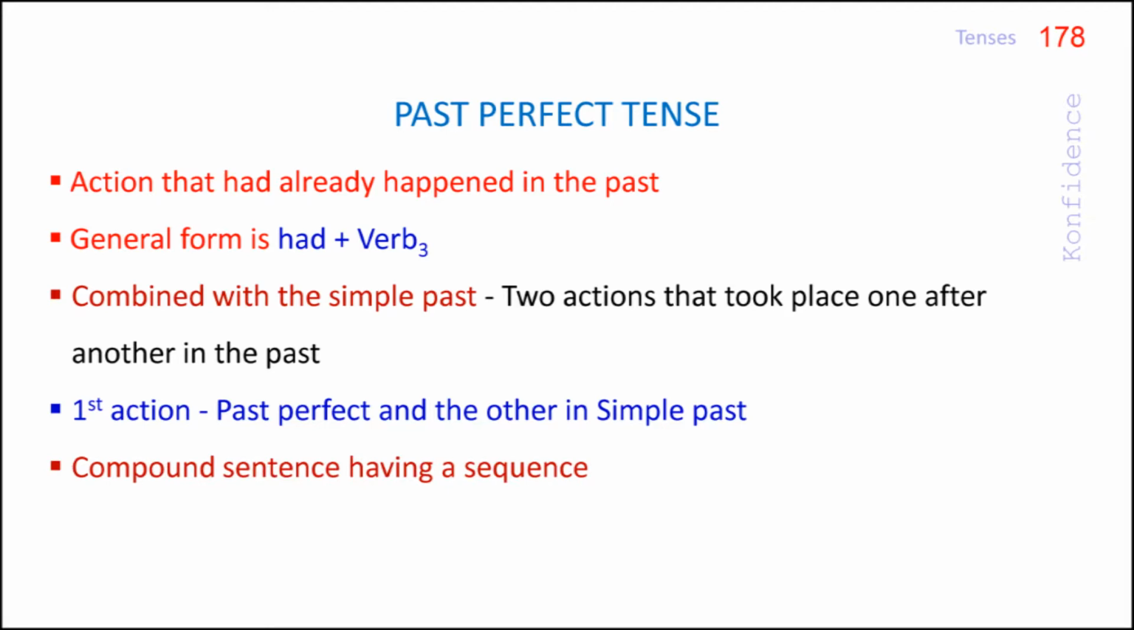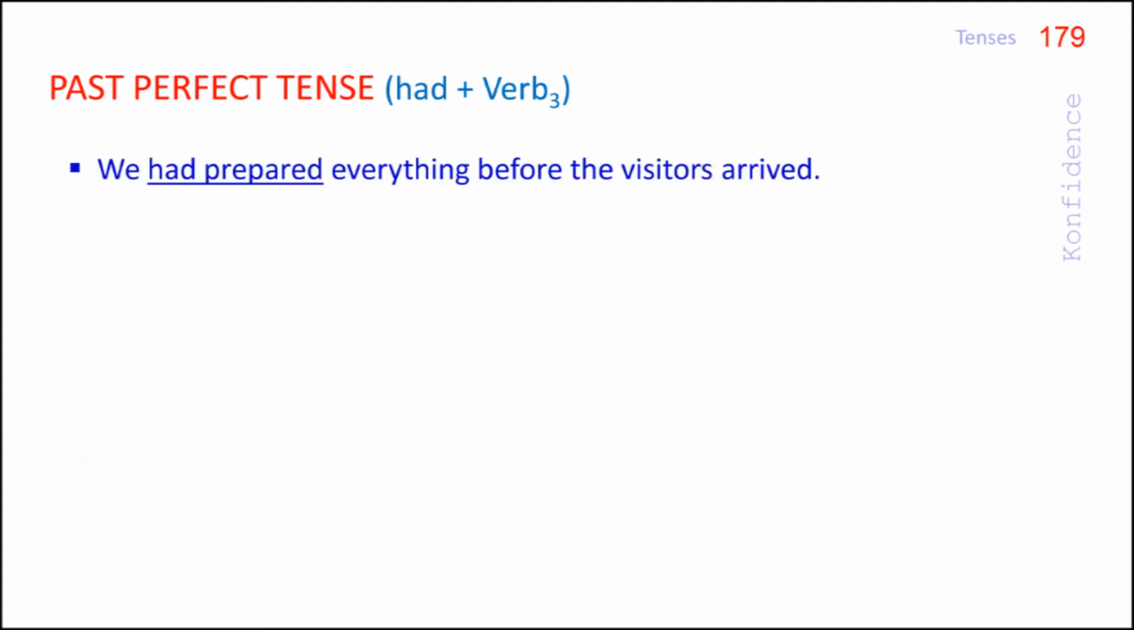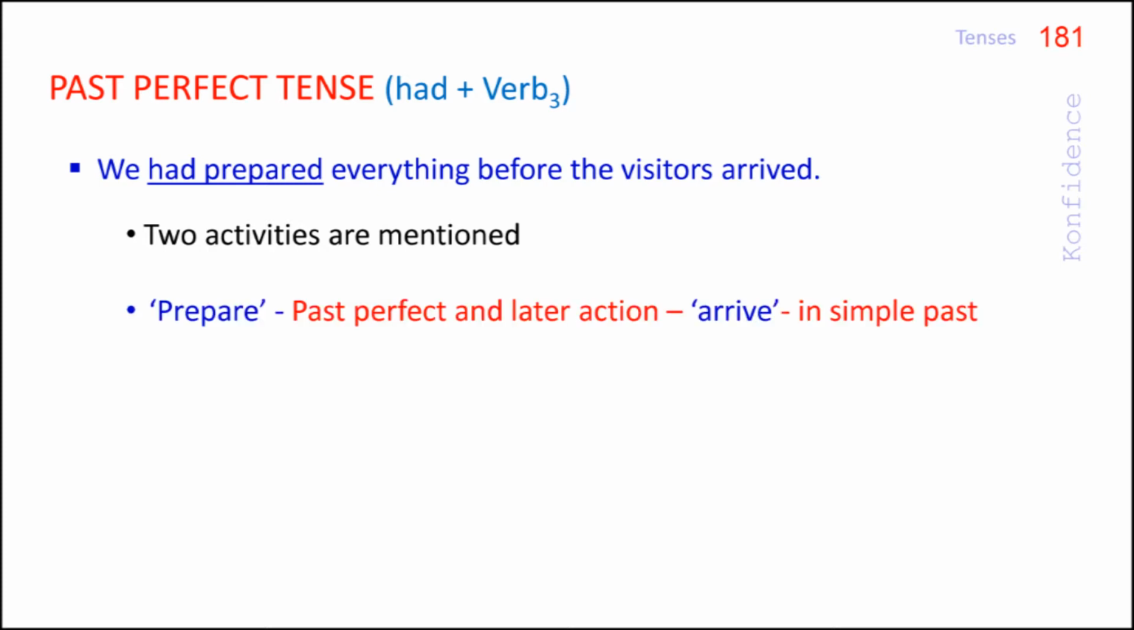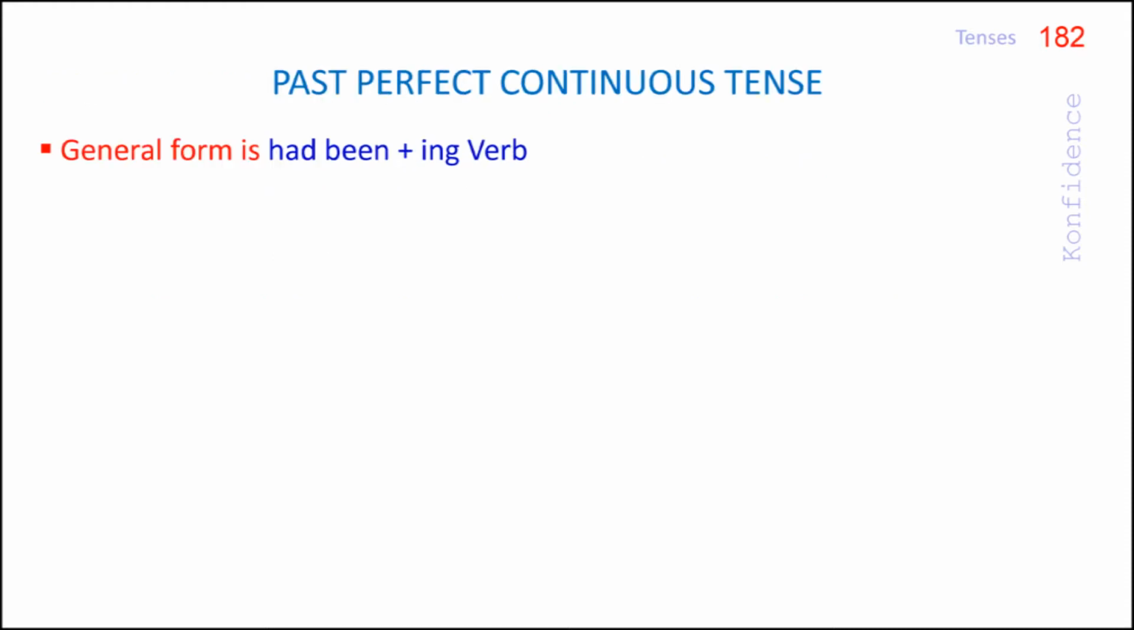In other words, past perfect is mainly used in compound sentences in which a sequence is expressed. Look at the example given in the slide. Two activities are mentioned in this sentence. One follows the other. Here the earlier action is prepare, which is shown in past perfect, and the later action arrive in simple past.